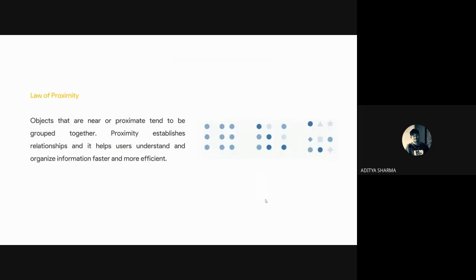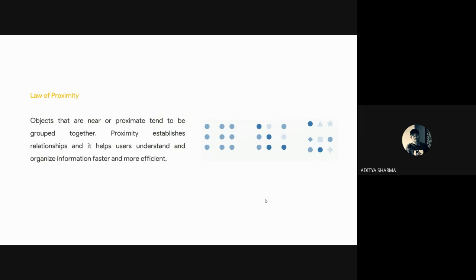The law of proximity is very similar to the law of common region, with a very little difference. This is taken from the Gestalt laws of design. Whenever you start learning about design, you will learn about the five laws of Gestalt, the five laws of perception. So this is one of the five Gestalt laws of perception, which is the law of proximity.